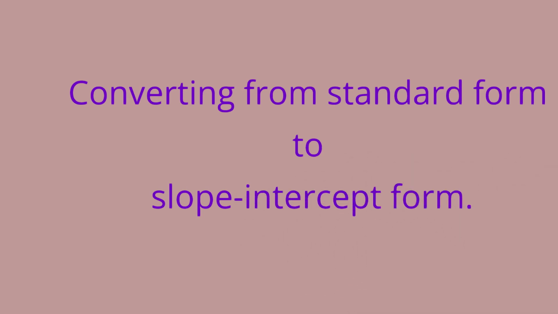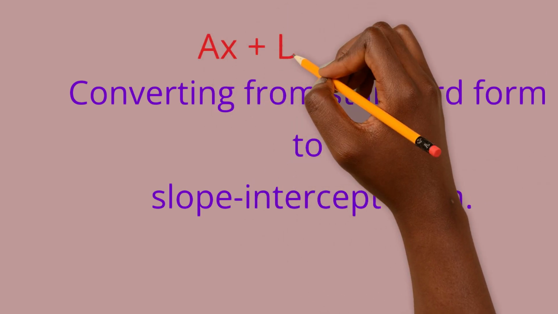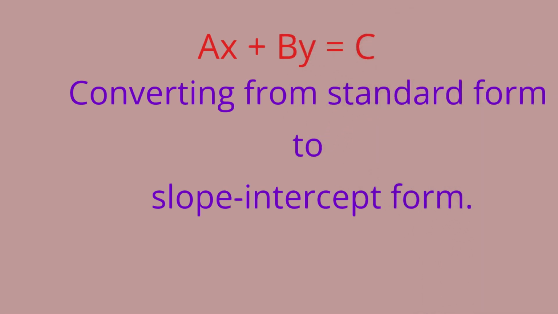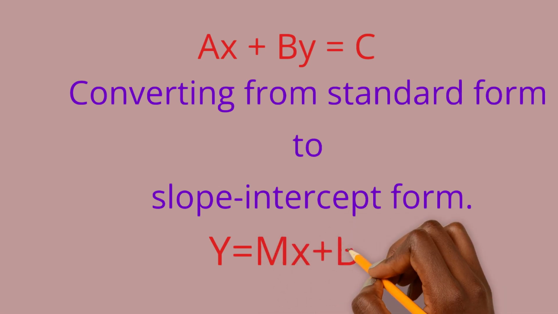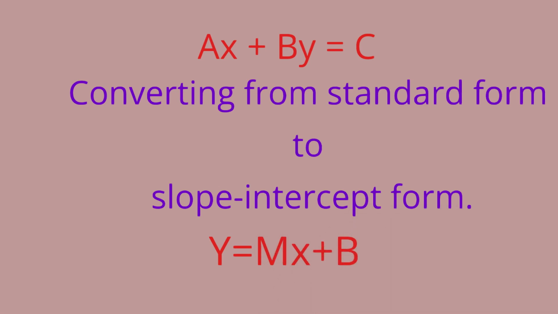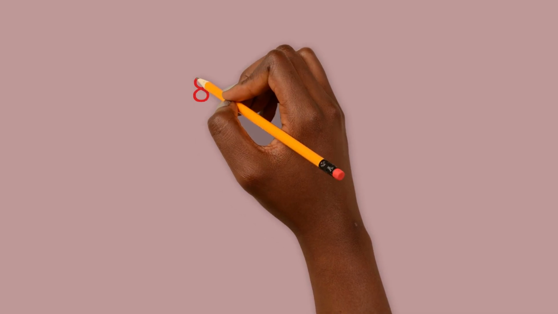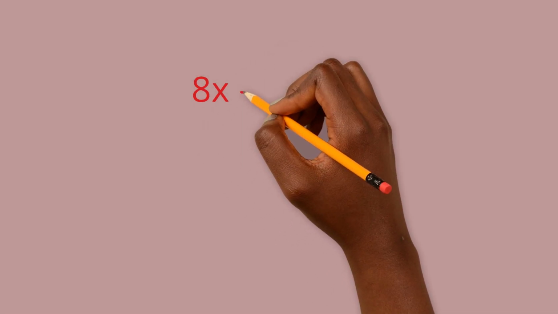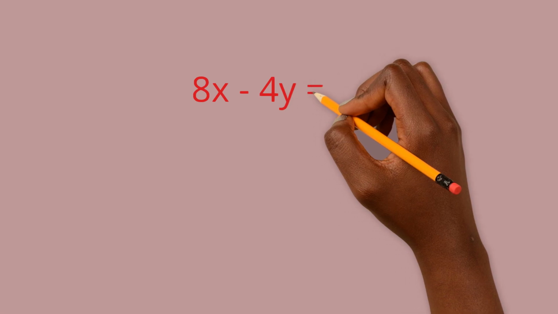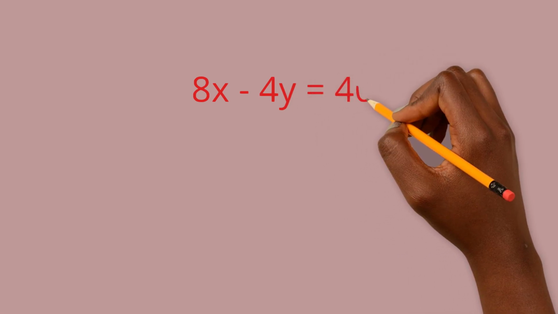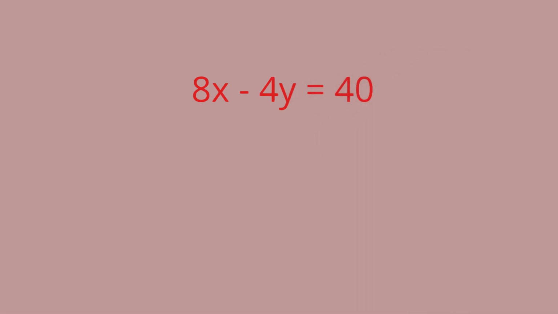Standard form is written as ax plus by equals c, and we are converting to slope-intercept form, which is y equals mx plus b. Our first problem will be 8x minus 4y equals 40. That's written in standard form, and our aim is to convert it to slope-intercept form.